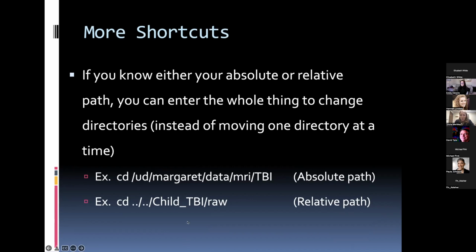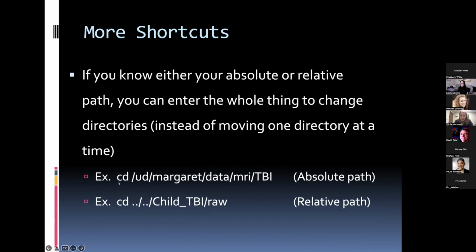You could also just go one directory at a time. So if you know that you need to go up 2 directories, and then into a different directory and down to another directory, you could do that one step at a time. Or, as shown in the second example, the relative path would be to CD up one directory, up one more directory, then go down into this child TBI directory, and then go into the raw directory from there. That would be an example of a relative path from where you're starting from.